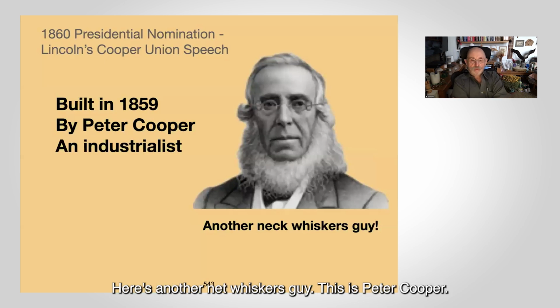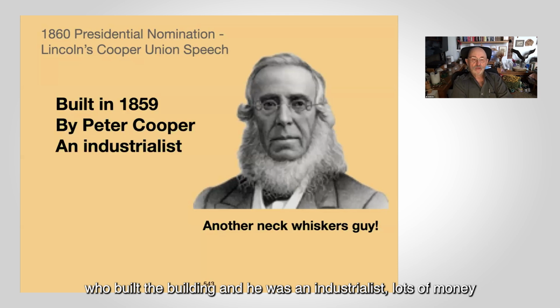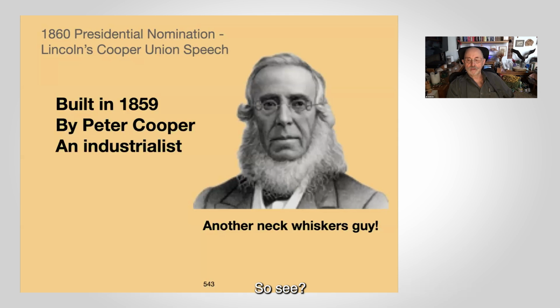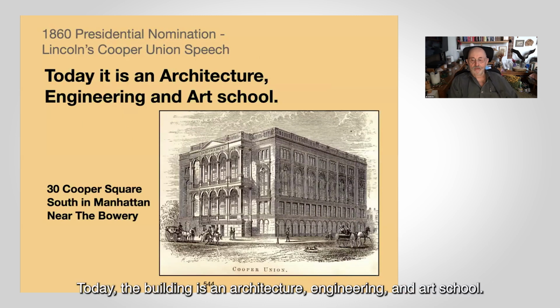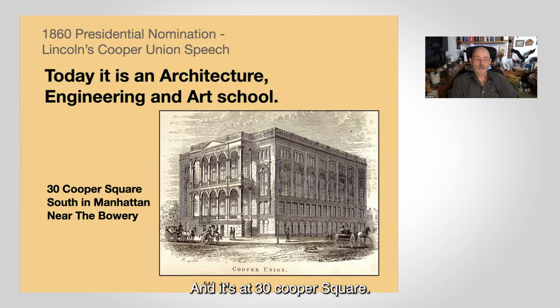Here's another neck whiskers guy. This is Peter Cooper, who built the building. And he was an industrialist, lots of money. So see, got them whiskers down on the neck. Today, the building is an architecture, engineering, and art school. And it's at 30 Cooper Square in the south of Manhattan, near the Bowery.